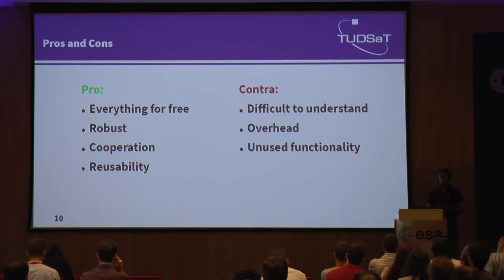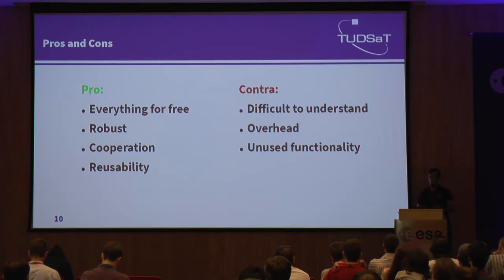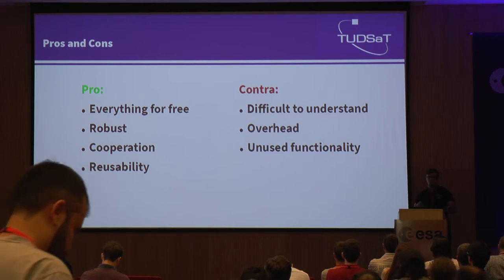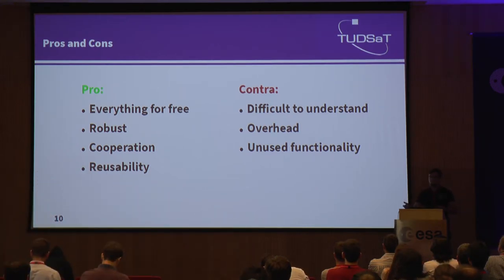So there are pros and cons. Everything is for free. The standards are robust, proven, and if you use them, it enables cooperation, because it is necessary to cooperate, because it's too much just for us to implement them. But it also would make it possible to work together with others and exchange code, which comes to the next point, reusability. So you can use parts of your code on your ground station or on the mission control center or even on the satellite.